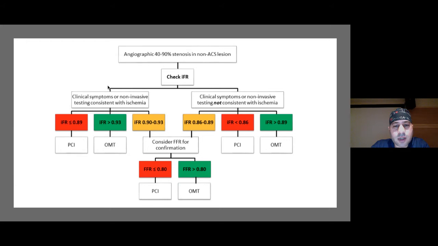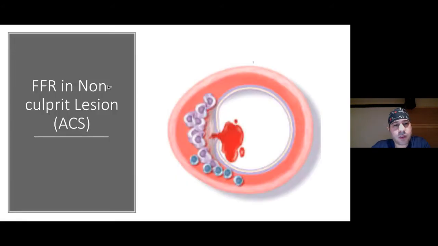If it's borderline, you can consider FFR to confirm whether this patient should undergo PCI or not. That being said, most operators are more comfortable with using FFR than IFR because the wealth of data is still in the FFR group. What about using FFR in non-culprit lesions for ACS? Is it safe and can it be helpful?